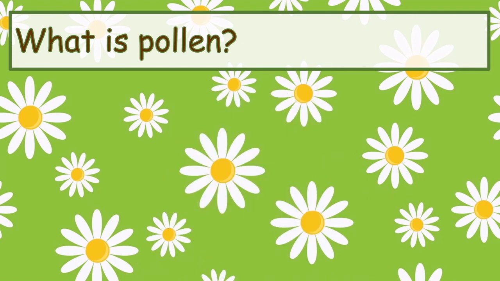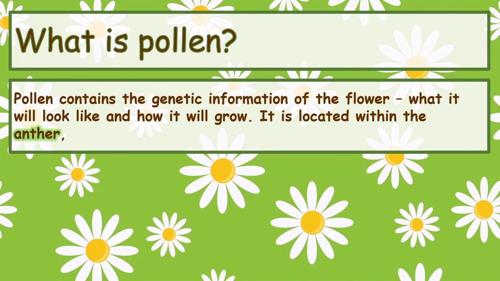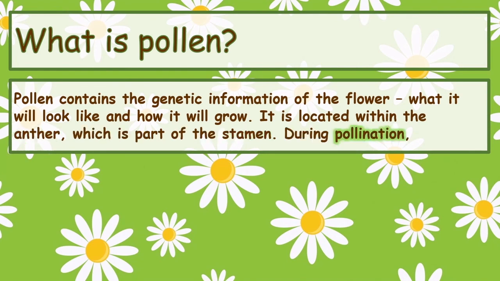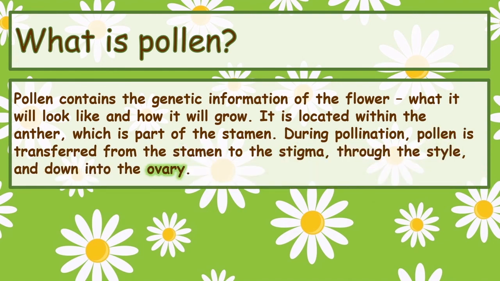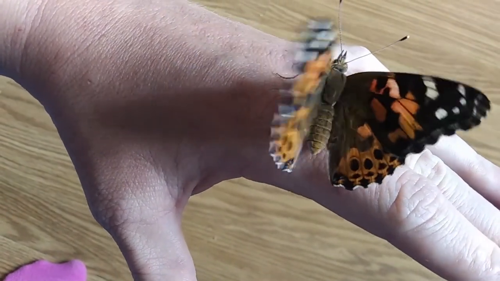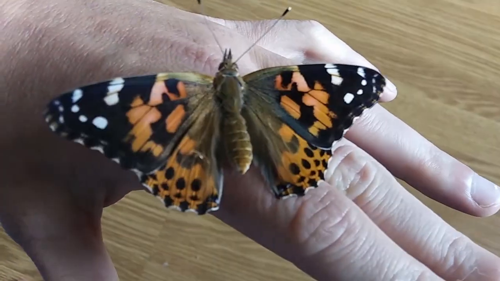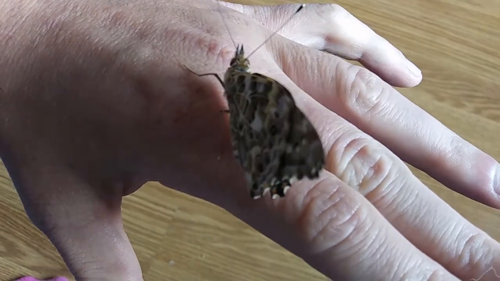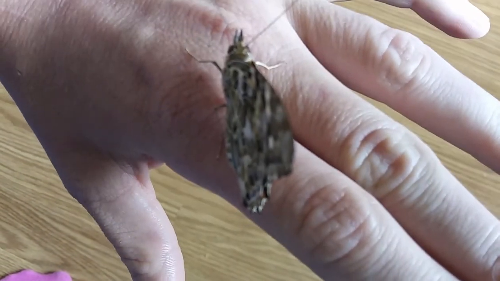Okay, let's review. Pollen contains the genetic information of the flower, what it will look like and how it will grow. It is located within the anther, which is part of the stamen. During pollination, pollen is transferred from the stamen to the stigma, through the style, and down into the ovary. This is where the seeds are formed. Why is this important? Because without pollinators, many of the plants we depend on for food would not be able to grow. There are many different types of pollinators. Bees, butterflies, ladybugs, hummingbirds, and bats are just a few of the examples that come to mind. Pollinators have a special relationship with the plants they pollinate, and our world just wouldn't be the same without them.